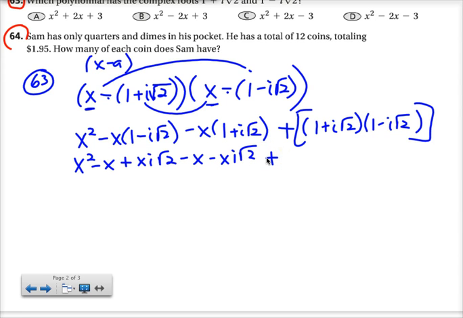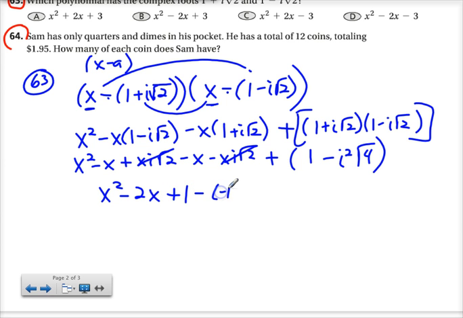And then the last two, this is the difference of two squares pattern here. So we don't have to do O and I. We can just multiply first times first, which will give us 1, and then last times last, which will be negative i squared square roots of 4. So as we look at this long list of stuff here, we realize that these two are going to cancel each other out, and we're going to have x squared minus 2x plus 1 minus, well then we have an i squared, which is a negative 1, and the square root of 4, which is a 2.